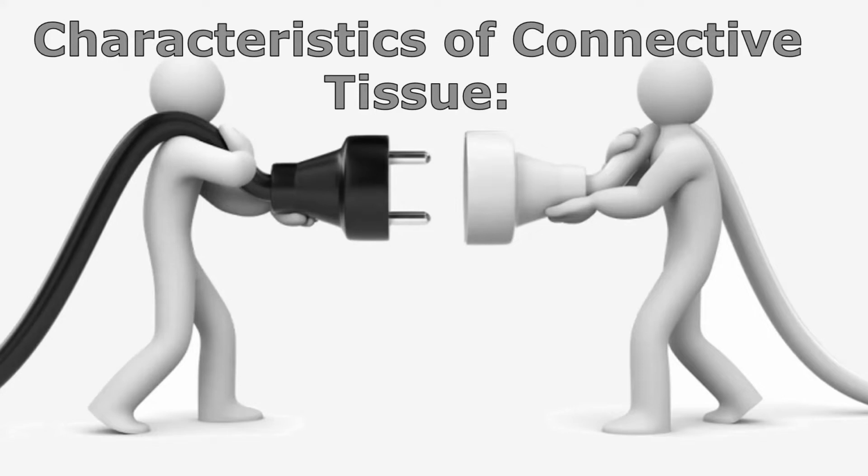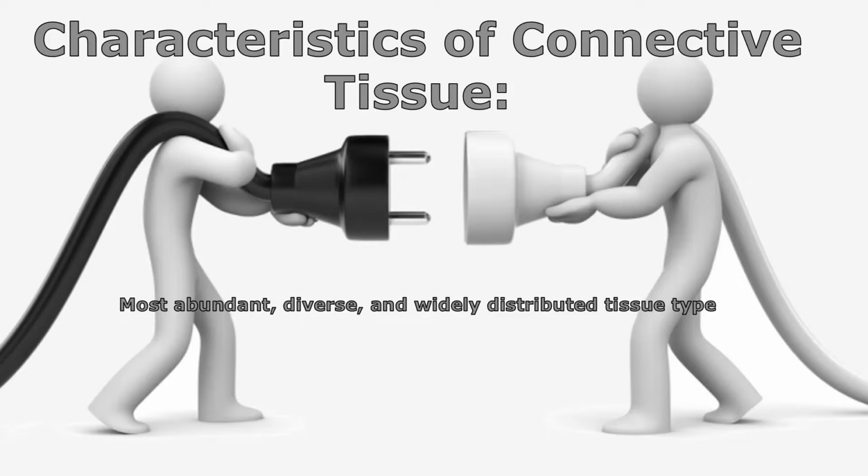So let's check out some characteristics. This is the most abundant, the most diverse, the most widely distributed type of tissue, hands down. So if you're taking an exam and you absolutely cannot think of the answer, guess connective tissue. For that reason also, many of the standardized exams have lots and lots of questions on connective tissues.